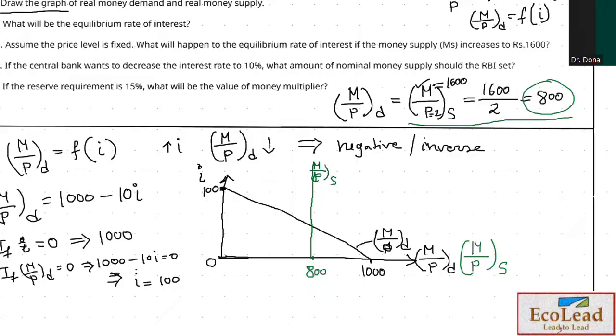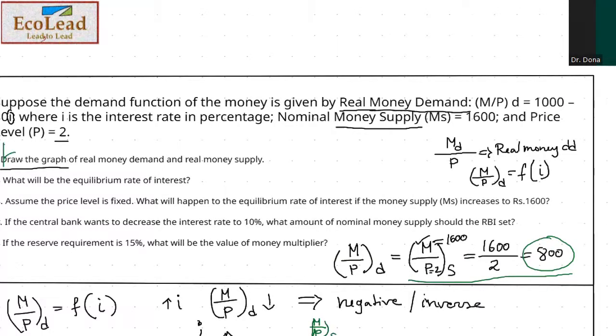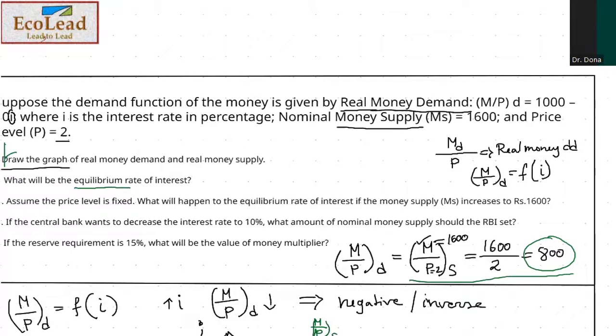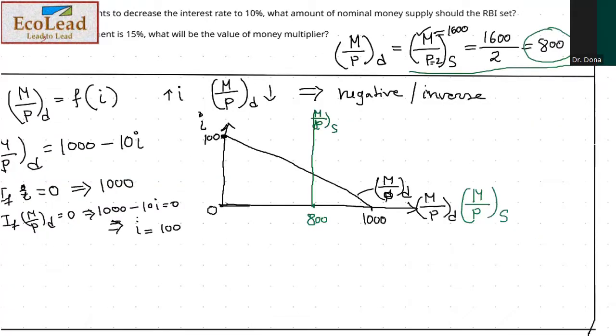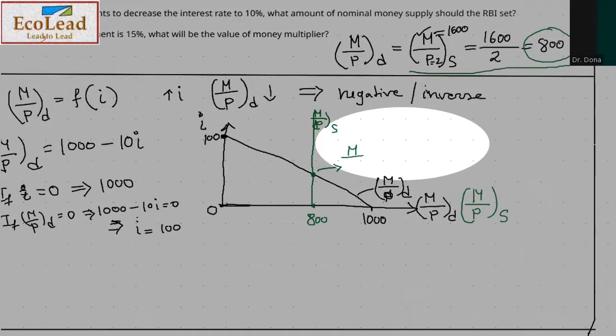So now the first question we have solved. Now look at the second question. What will be the equilibrium rate of interest? What does it mean by equilibrium? If you look at the graph, it is very clear that this is the equilibrium, because equilibrium means the demand side, here the money demand, will be equal to the supply side. Here the supply side consists of the money supply. So M/P d equals M/P s.